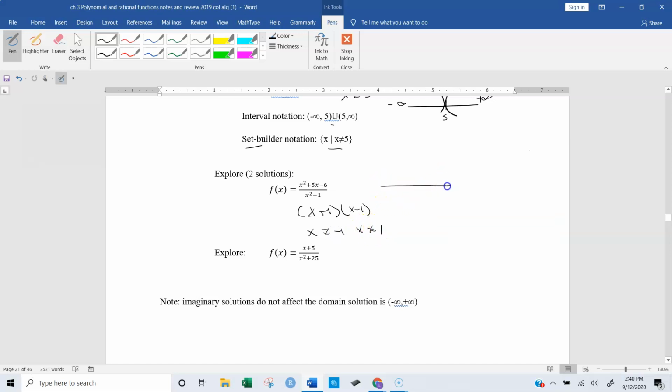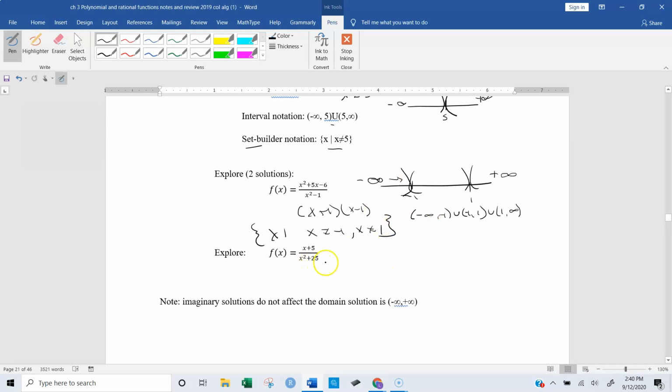When you do these all on the number line, we have negative 1 and 1 that cannot be included: from negative infinity to negative 1, from negative 1 to 1, and then from 1 to positive infinity. And that's exactly what your interval notation would look like. You would go negative infinity to negative 1, union negative 1 to 1, union 1 to infinity. Then again, set builder is exactly this. It would be x such that x cannot be equal to negative 1 and x cannot be equal to 1.